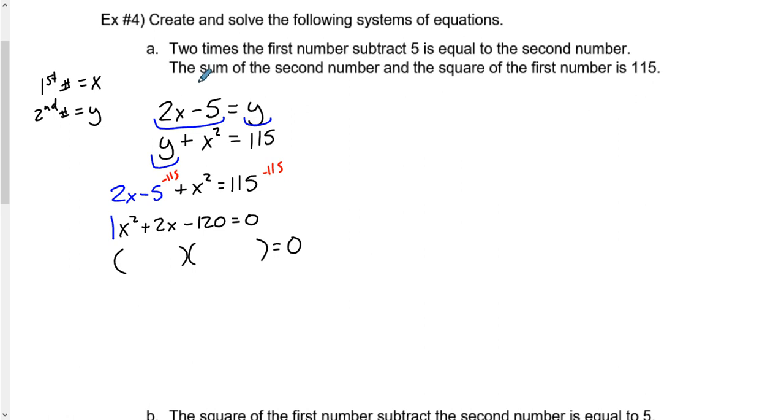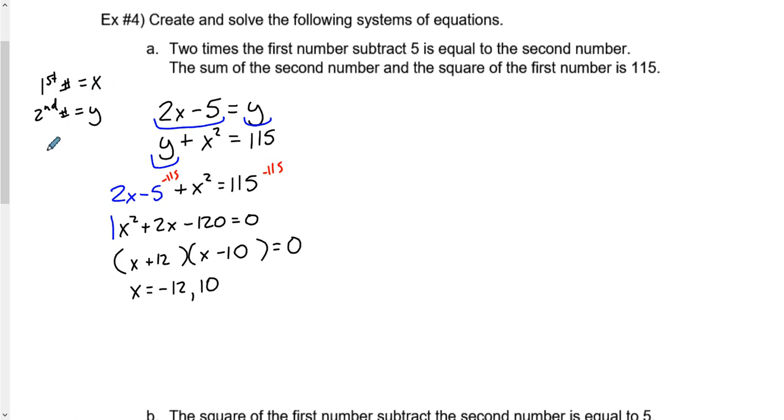Remember when I said that this unit was going to be a whole bunch of review of stuff that we've done before? All of this is exactly what I was talking about. Product of negative 120 and a sum of 2 would be 12 and 10. So x plus 12 and x subtract 10. So x equals negative 12 and x equals 10. So that's what the first number is.